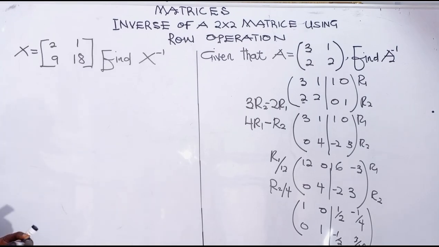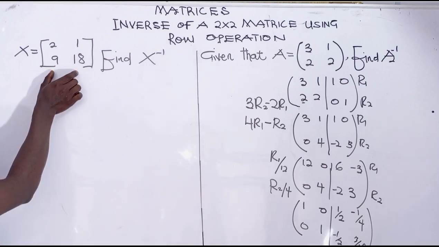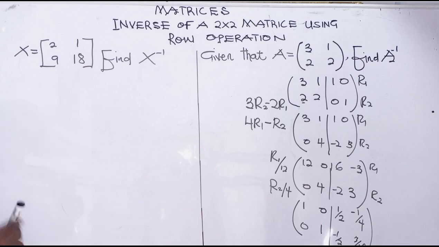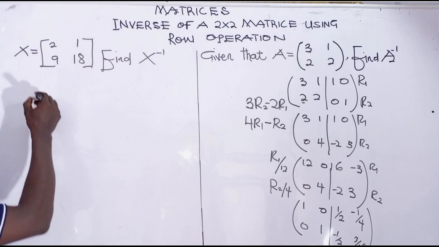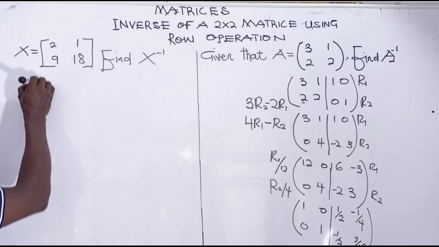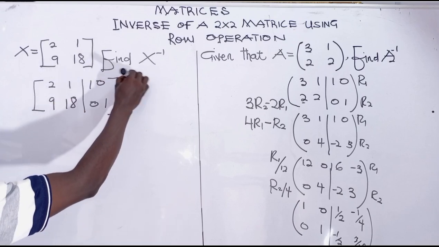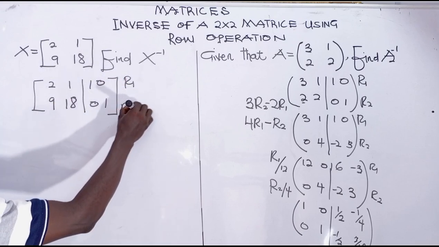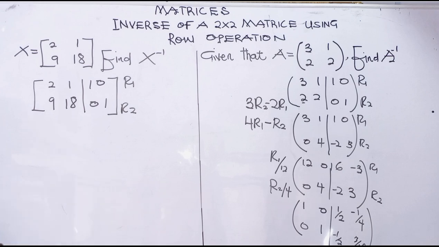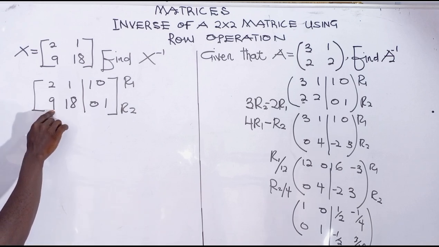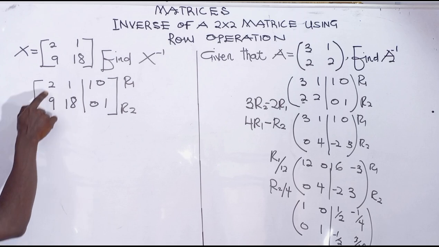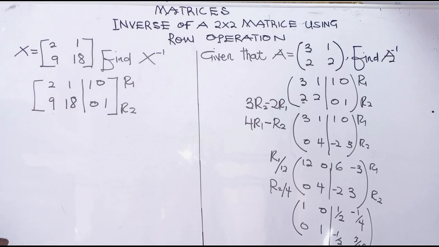So we want to find the inverse of this matrix using the row operation. So first of all, we realize that this is a 2 by 2 matrix. So we have to augment it with a 2 by 2 unit matrix. So we are going to have, so let's call the first row row 1, the second row row 2. Now once we have this, we are going to make sure that this entry is 0, this entry is 0, this entry is 1, and then this entry is 1.